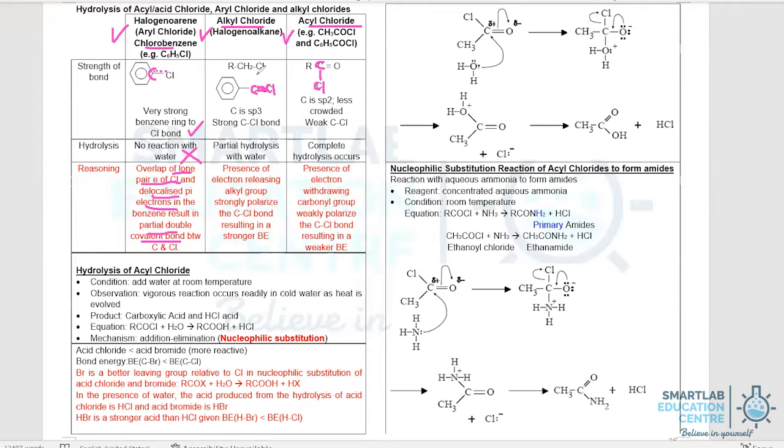Now we'll compare your chloroalkane and your acid chloride. In the case of acid chloride, it's important to note that the C double bond O is in fact an electron withdrawing group. So the presence of the electron withdrawing group weakly polarizes the C to Cl bond. What does it mean? It means that it is actually fighting against the electronegativity of your chlorine, because C double bond O, like chlorine, are both electron withdrawing. Hence, the shared pair electron in between the C to Cl is less polarized.